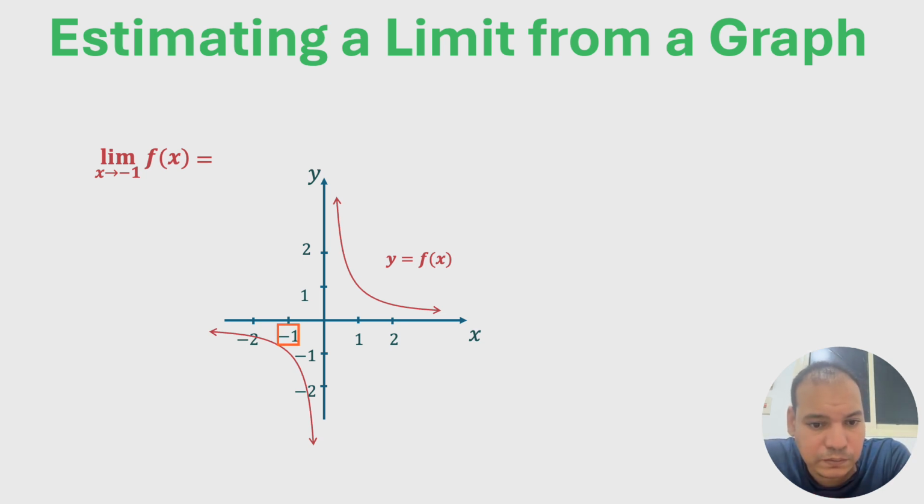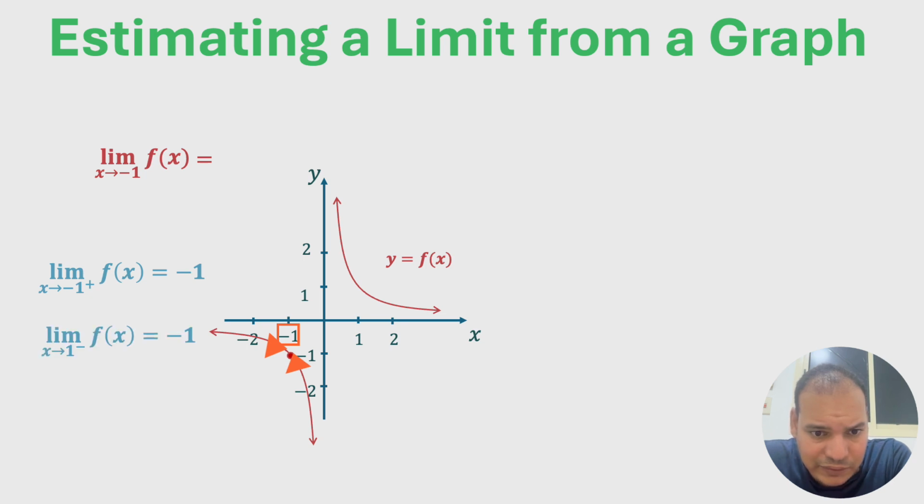Here, -1. Let's approach this value from the right. As you can see, the graph of the function gets closer to -1, this value here. As you get closer to here, the corresponding y value becomes -1. And again here, remember, this is just a description of the behavior of the function around this point. The limit of the function when we get closer to -1 from the left is also -1. So the function here has a limit at this point, which is -1.